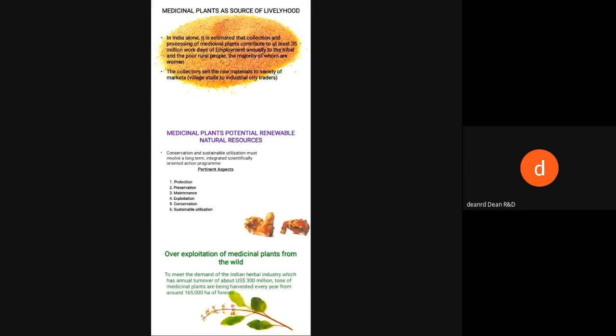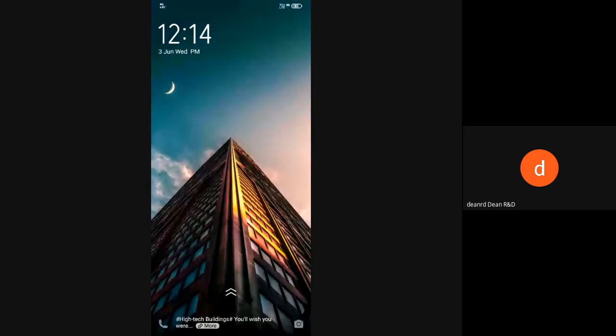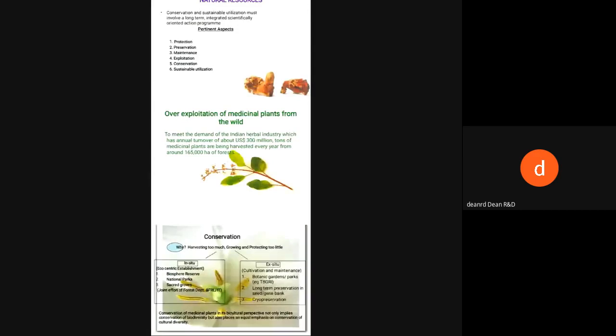The potential renewable natural resources we can call the medicinal plants. That's how it is being gifted, and the conservation as well as the sustainable utilization must involve a long-term integrated scientifically oriented action program. That's how we have to go for it. The pertinent aspects we can aim at are the protection, preservation, maintenance, exploitation, conservation, and finally the sustainable utilization. That's how the focus is to be given.